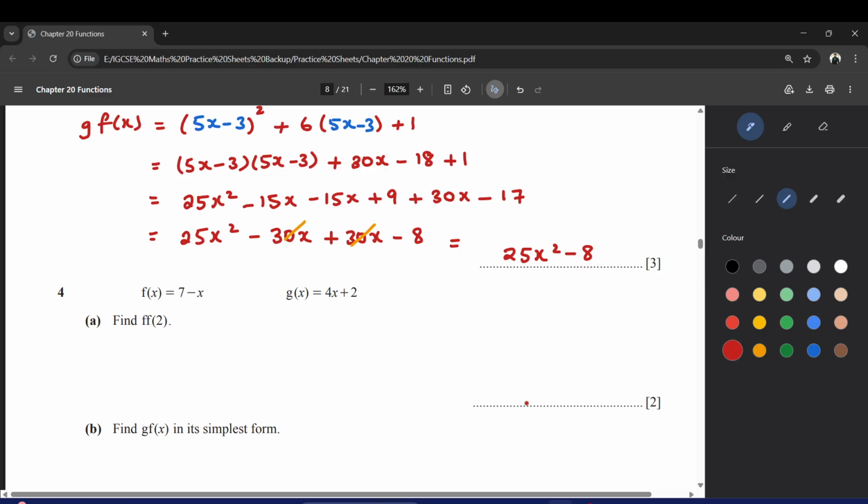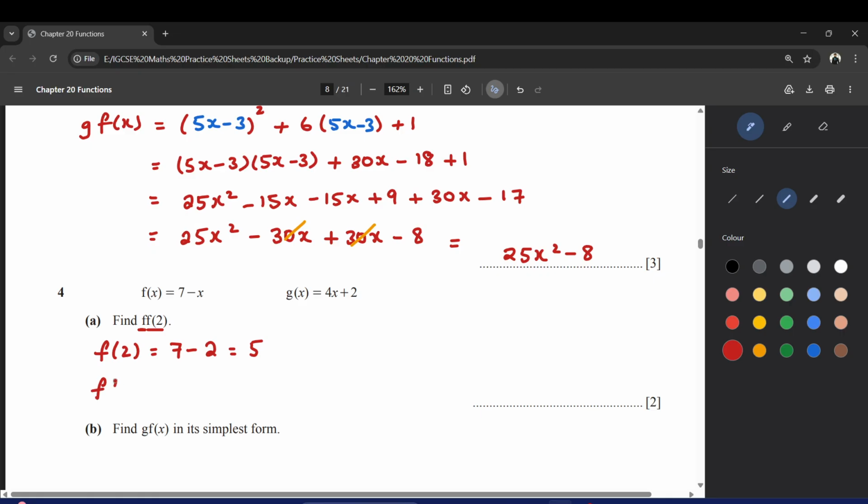All right, number 4. f of x equals 7 minus x and g of x equals 4x plus 2. Find f of 2. So look, now there are two steps being involved. First, you need to find out what is f of 2. That is the first step. Then whatever my answer is going to be, I'm going to apply that into my second function. So let us do this. First of all, I need to find out what is f of 2. So that means 7 minus, now instead of x over here, I'm going to write down 2. So that would be 5.